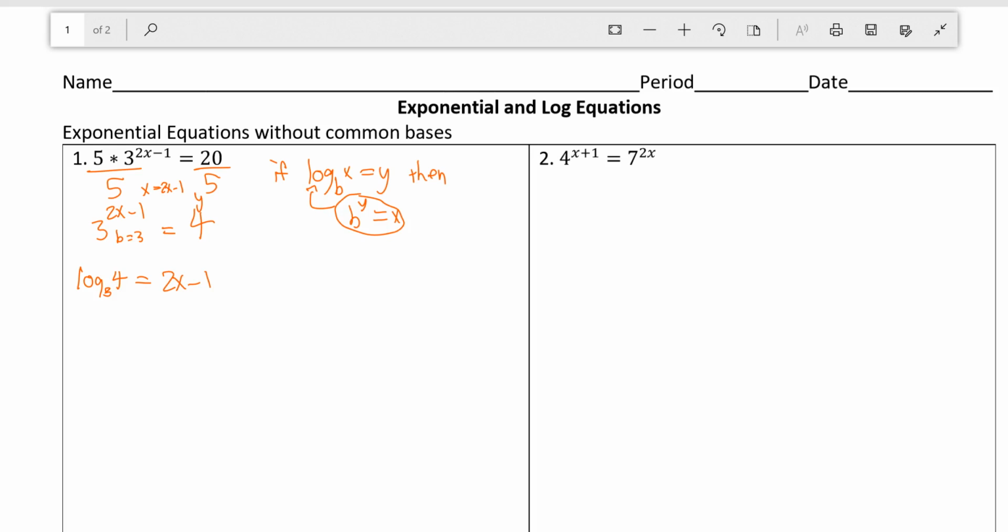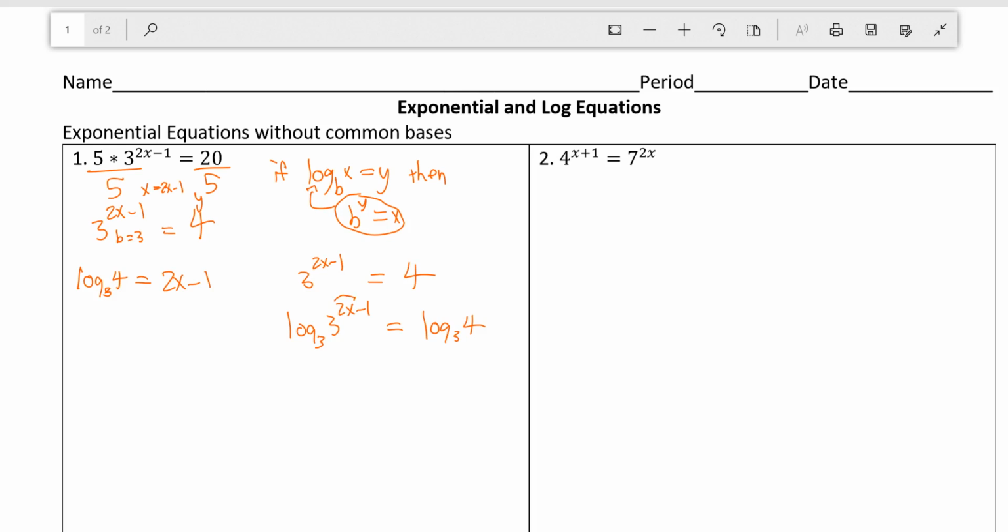The other way to look at this same sort of problem is I have 3 to the 2x minus 1 equals 4. And I'm always allowed to do the same operation to both sides of the equation. So I could say, well, what if I took log base 3 of both sides of the equation? You can see we got log base 3 of 4, log base 3 of 4. So it's the same thing. It's just 2 ways to explain it.